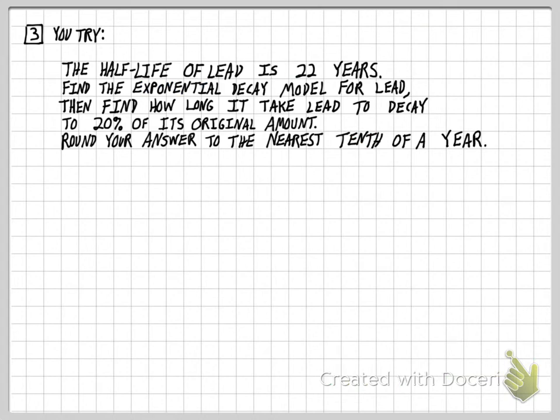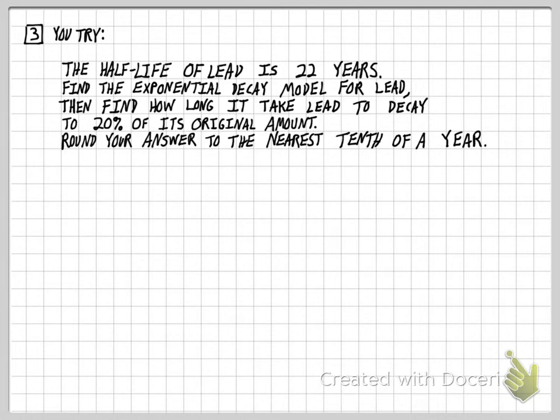Alright, we're going to jump straight to a U-try. This time we're going to talk about lead, which has a half-life that's much, much shorter than carbon. A piece of lead will decay to 1/2 of its original amount in about 22 years. So your question is to find the exponential decay model for lead, and then use that model to figure out how long it would take to decay to 20% of its original amount. And let's give your answer to the nearest year.